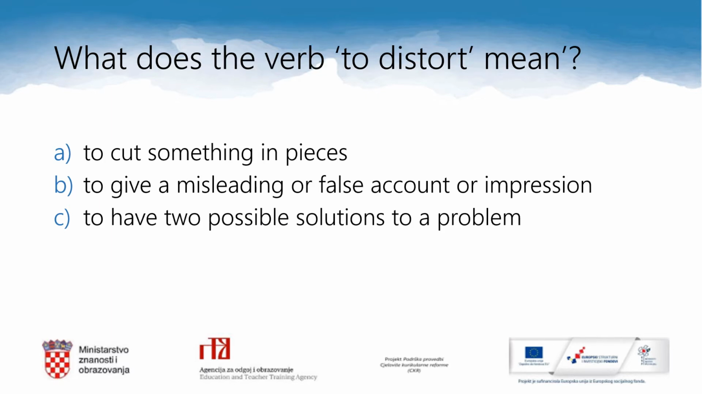What does the verb to distort mean? A. To cut something in pieces. B. To give a misleading or false account or impression. C. To have two possible solutions to a problem. A, B or C.